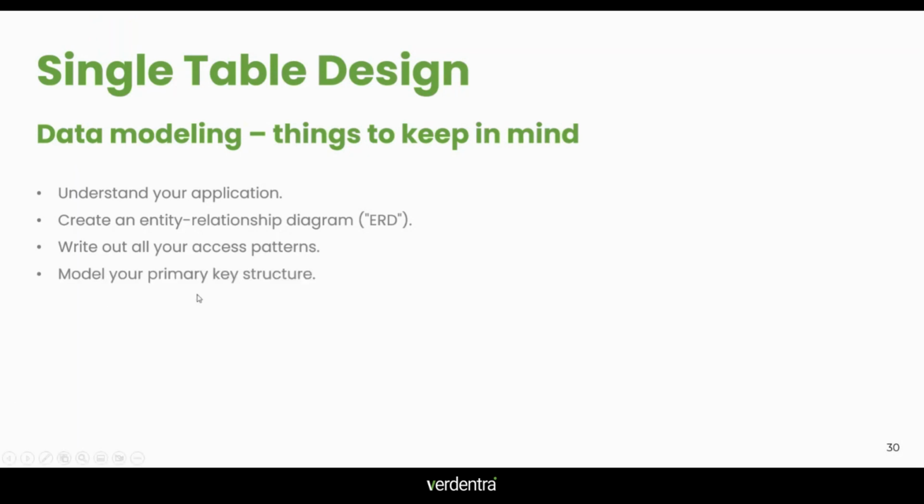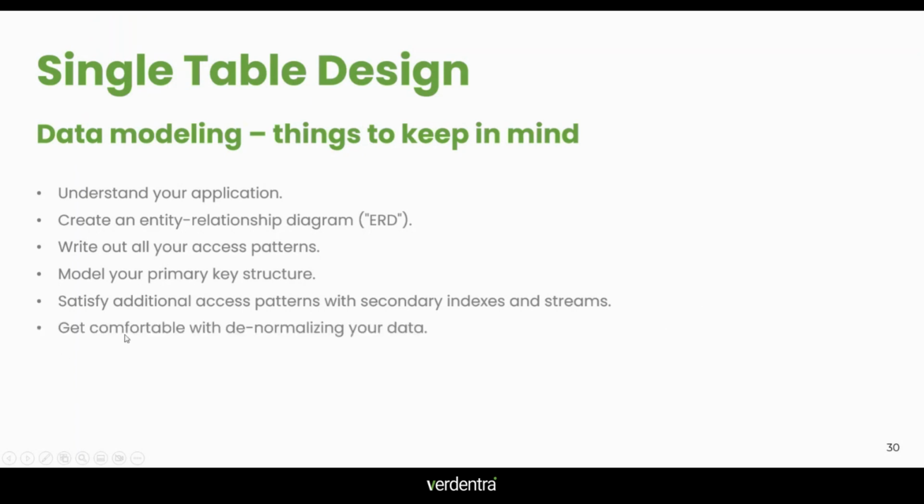And as I mentioned, then you have to model your primary key structure, and you can also satisfy additional access patterns with secondary indexes and streams if you want. And you need to get comfortable with denormalizing your data, because all of us are very familiar with normalizing data. It's baked into our brain. And so we try to adapt the same concepts, and that might not be very good when we talk about single table design.